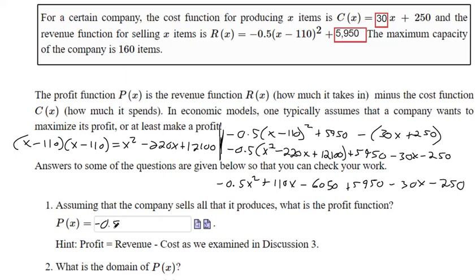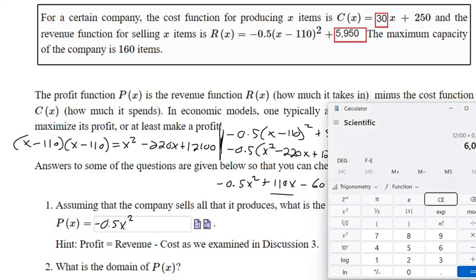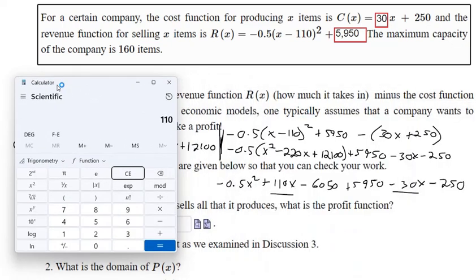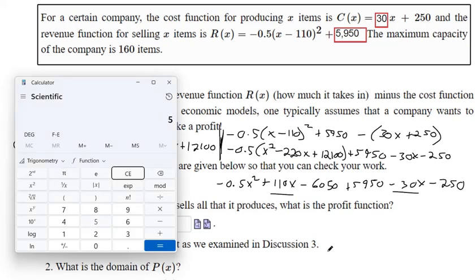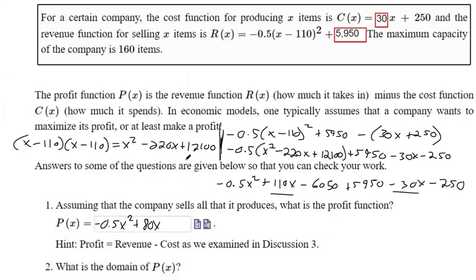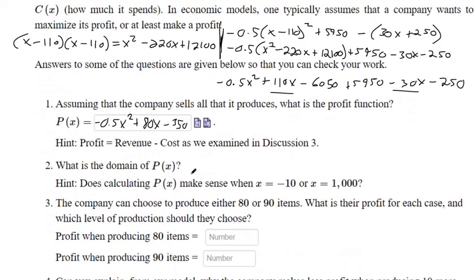This is negative 0.5x squared, and then that's all the x squared terms. So we got plus 110x minus 30x. So 110 minus 30 makes positive 80x. And then we got 5950 minus 6,050. Oops, typed that in wrong. Minus that 250, so we got minus 350 at the end of my profit function. There we go. We combine like terms, got the profit function.